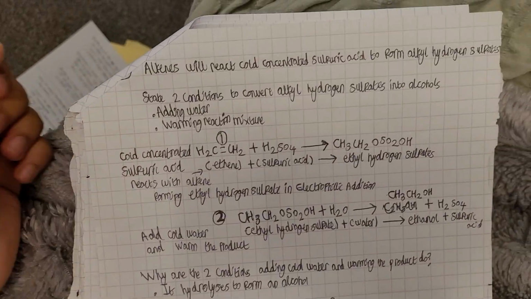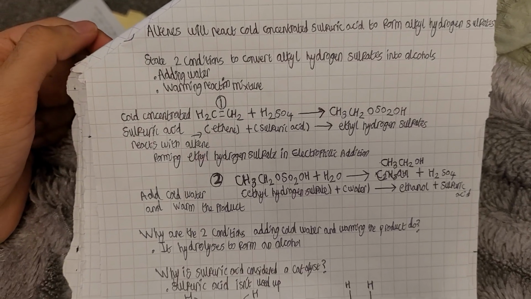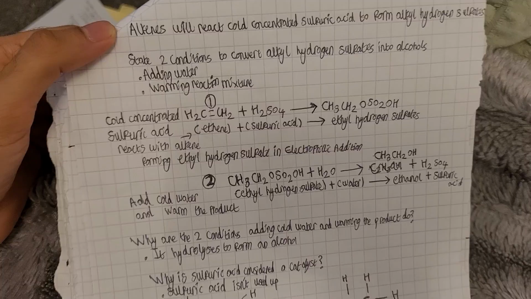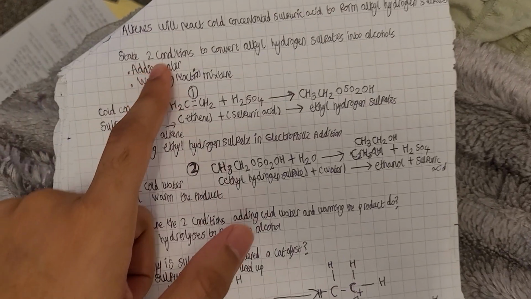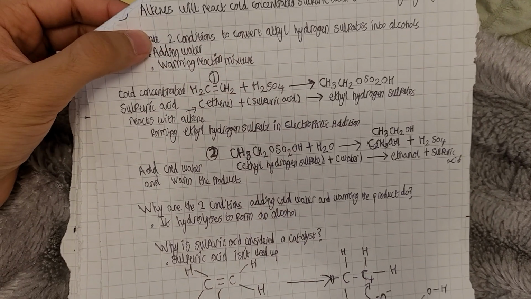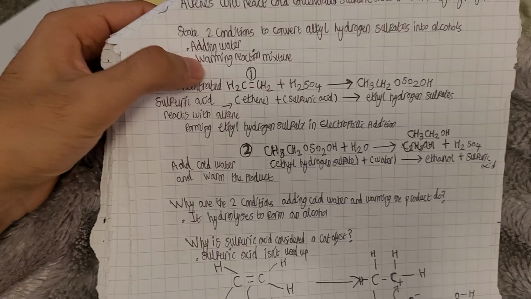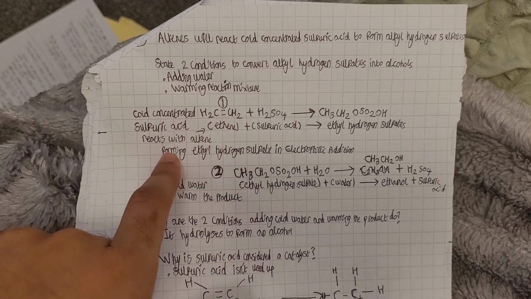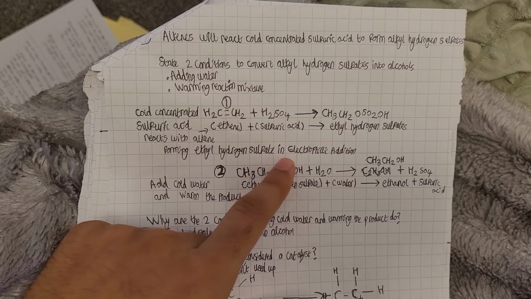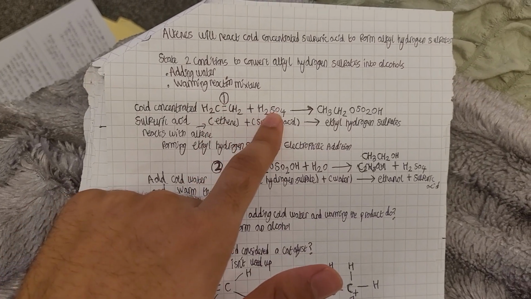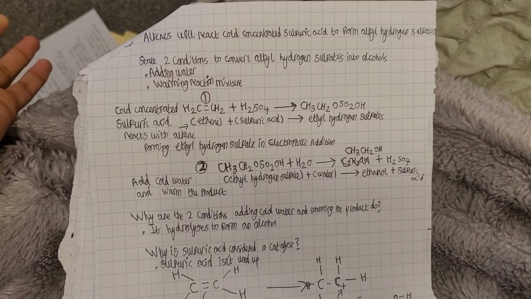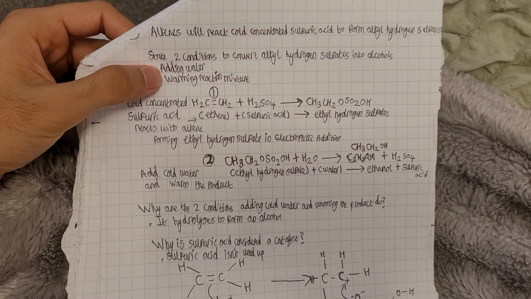Alkenes will react with cold concentrated sulfuric acid to form alkyl hydrogen sulfates. Two conditions to convert alkyl hydrogen sulfates into alcohols: adding water and warming the reaction mixture. So cold concentrated sulfuric acid reacts with alkene, forming ethyl hydrogen sulfate in electrophilic addition. Ethene plus H2SO4 gives ethyl hydrogen sulfate, which is an example of an alkyl hydrogen sulfate.